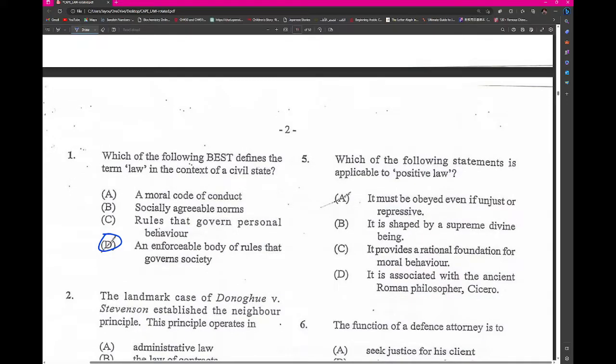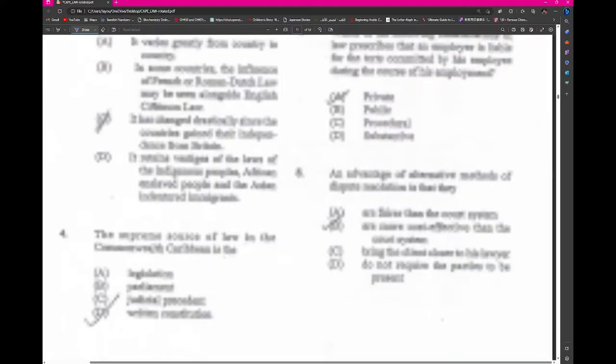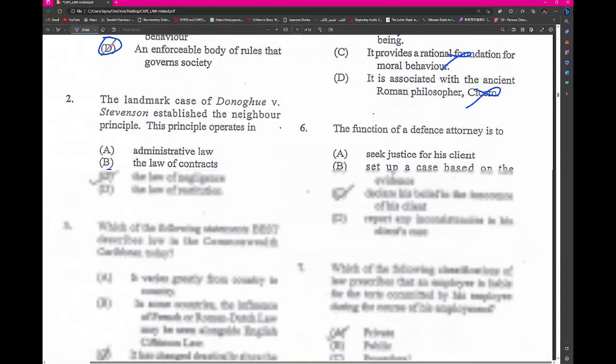Alright, let's have a look at this. Number 5, which of the following statements is applicable to positive law? Right, so it must be rational foundation. No. Associated, no. A. Right, so I have to go over all of these things now.